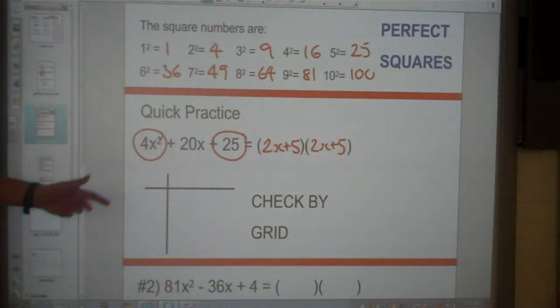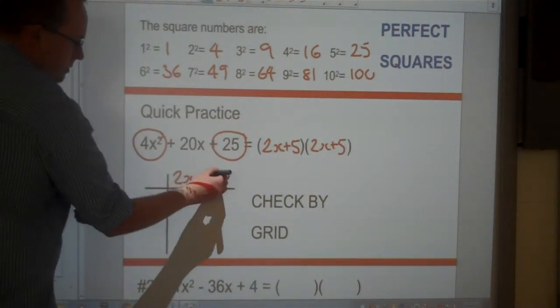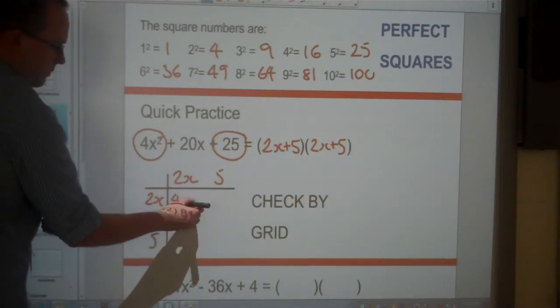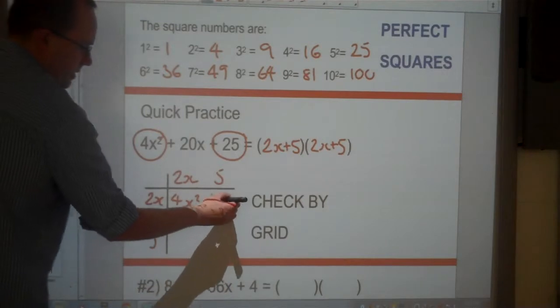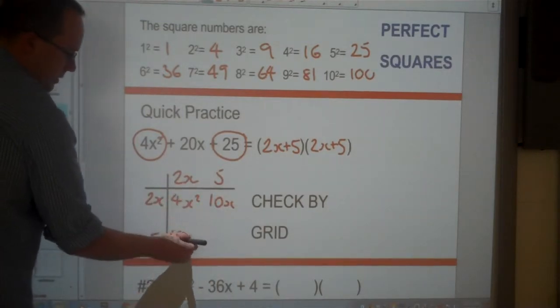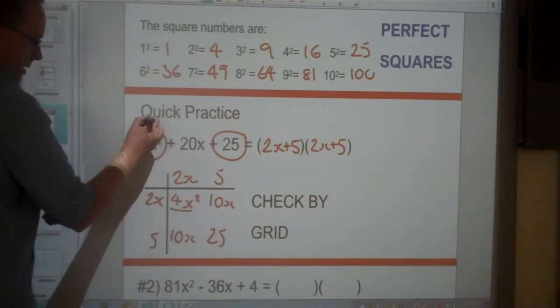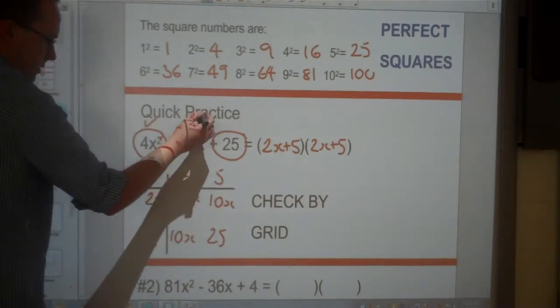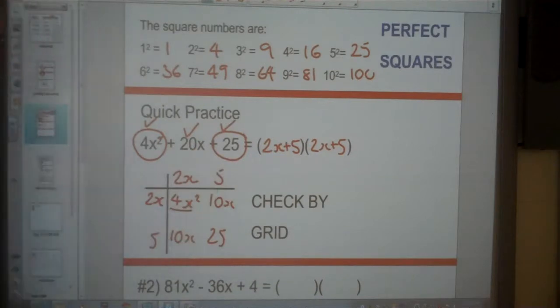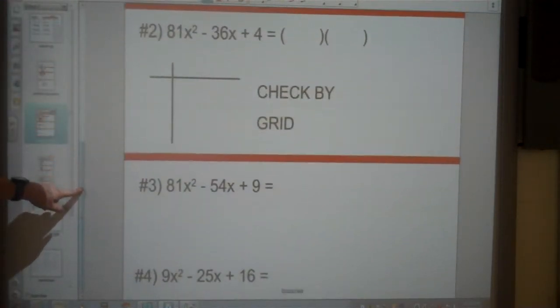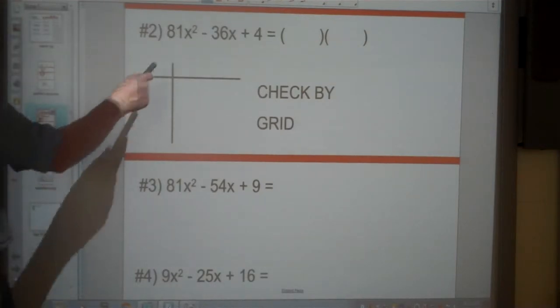And then we could check just to make sure that this is right, so let's check very quickly. 2x times 2x is 4x squared, 2x times 5 is 10x, 5 times 2x is 10x, and 5 times 5 is 25. So 4x squared, 10x and 10x is 20x, and 25. So the first one is certainly correct, and it's worth making that little check just to make sure that we did get these right.